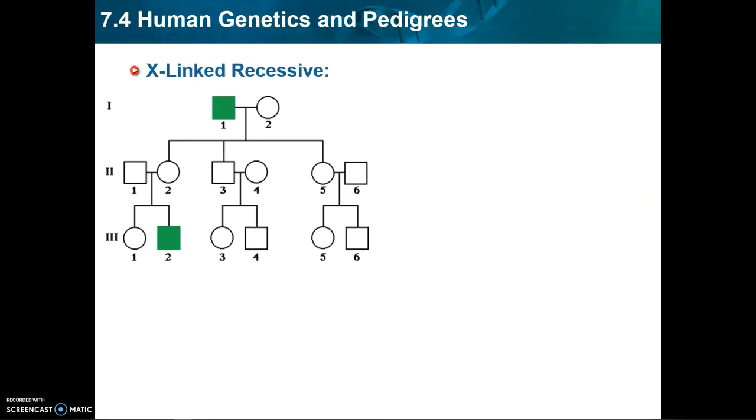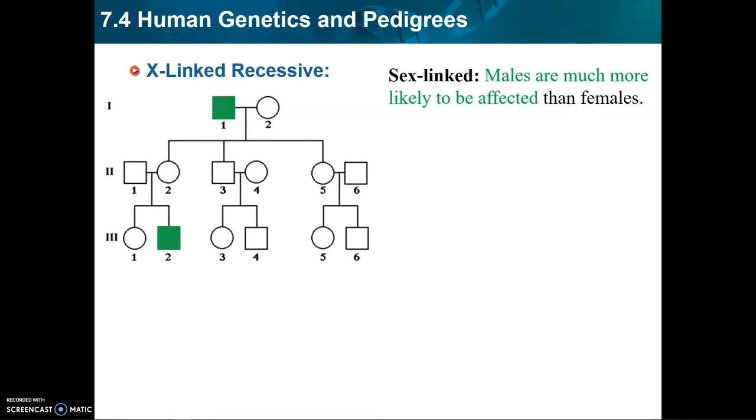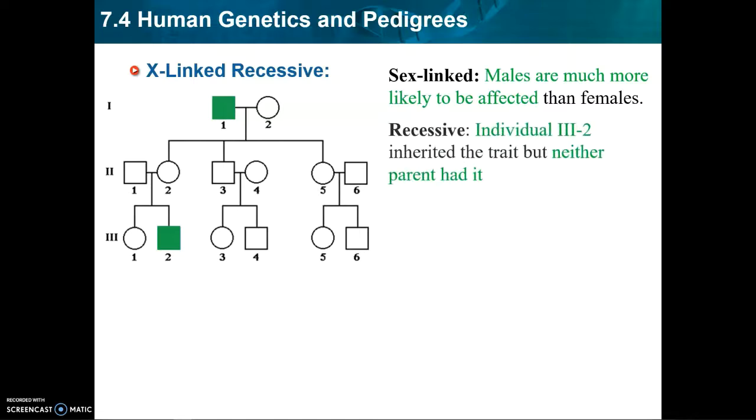Our next pattern is X-linked recessive. This is going to be an example of a sex-linked trait because the allele is located on a sex chromosome. Particularly in this case, it's on the X because we're calling it X-linked. That is definitely the most common sex chromosome to have an allele on it for a particular disorder. Now, because it's sex-linked, we do see males being more affected than females, and because it's recessive, we can see it skip a generation and show up in offspring whose parents did not have that particular trait.